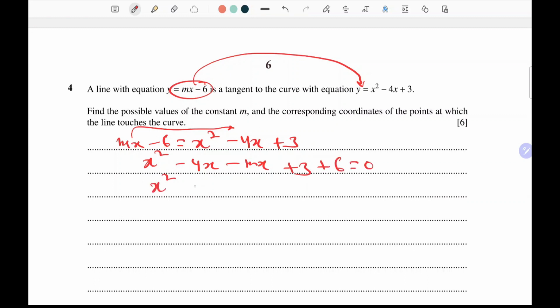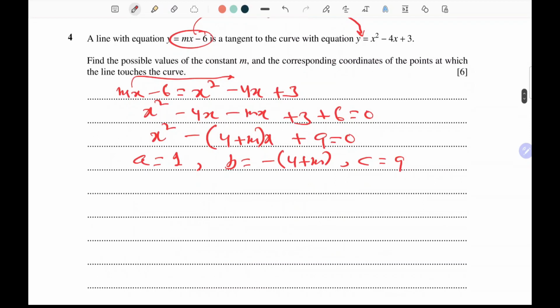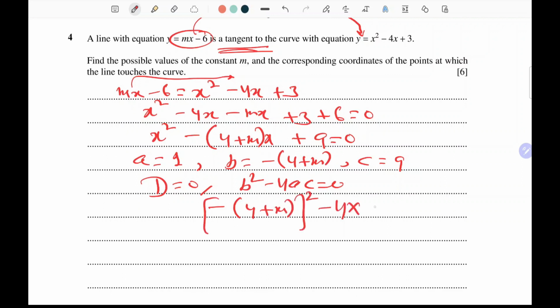So guys, this is x square, and we can take minus common: x square minus (4 plus m)x plus 9 equals 0. You know that the x square coefficient is called a, that's 1, and b has coefficient minus (4 plus m), and c has value 9. Since it is a tangent, D should be 0, then b square minus 4ac should be 0. So (4 plus m) whole square minus 4 times a times c, that's 0.